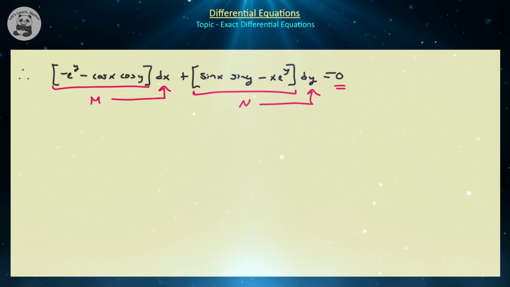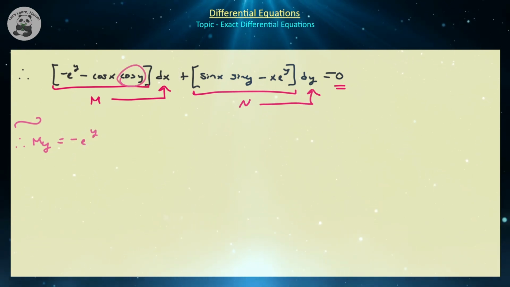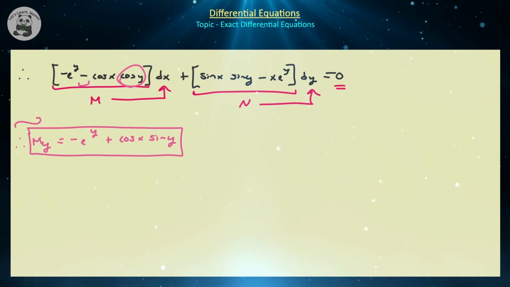And now we need to check the criteria to see if this is indeed an exact differential equation. So the partial derivative of M with respect to y is going to be equal to minus e to the power of y. The function of y in the second term is going to be cosine y. The derivative of cosine is going to be minus sine. That's going to change that minus to a plus sign, and then you're going to have plus cosine x sine of y as your partial derivative of M with respect to y.